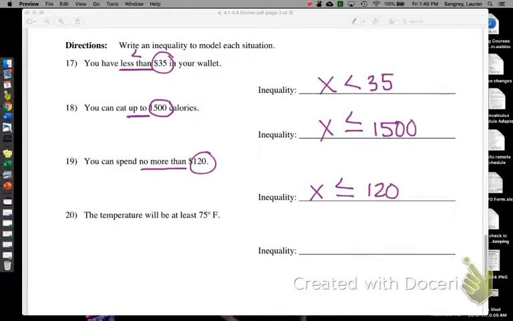And then we'll just do the last one. So the temperature will be at least 75. Let's get it set up. Variable first, number second, at least 75 degrees. Can it be less than 75 degrees? Can it be more than 75 degrees? Can it be exactly 75 degrees? If it's at least 75, it needs to be more than or equal to 75.